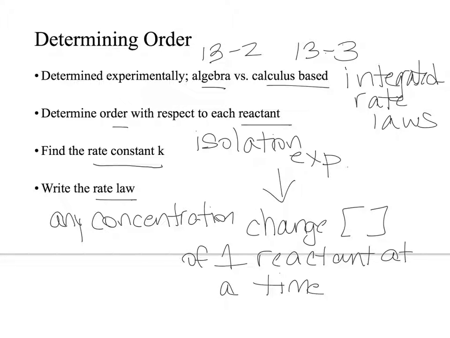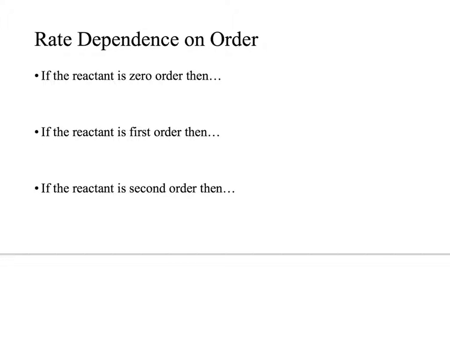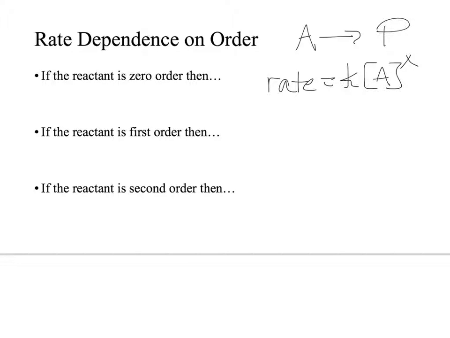On the following slides, we'll look at two different examples and solve for order, rate constant, and write the rate law. As a reminder, let's talk about what this means. Let's look at a reaction of A going to product P. So we know that the rate law will be something like this. Rate is equal to K times A to the X power.